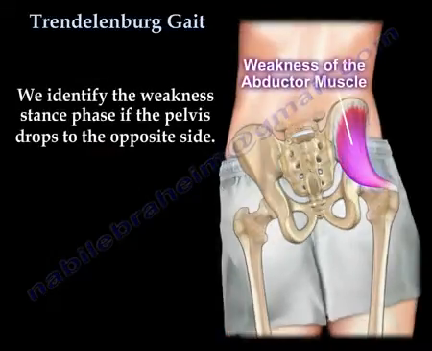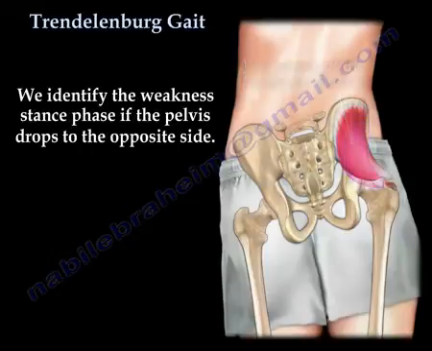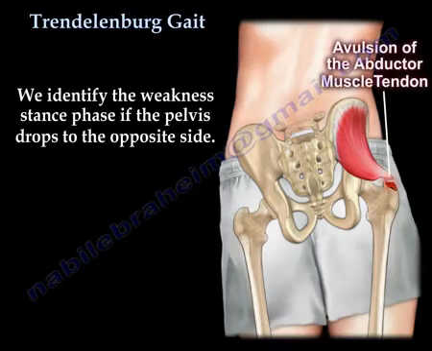We identify the weakness in stance phase if the pelvis drops to the opposite side. Here you can see an example of weakness of the abductor muscle, as well as avulsion of the abductor muscle tendon.